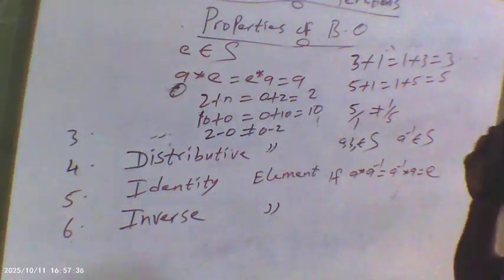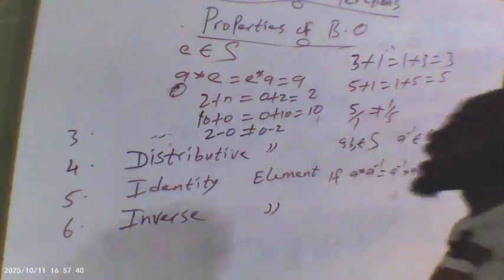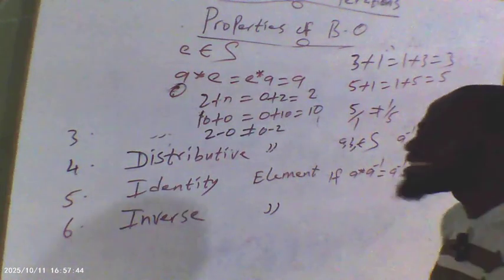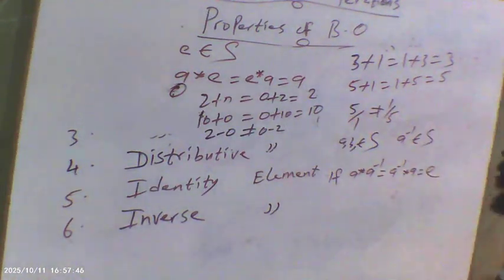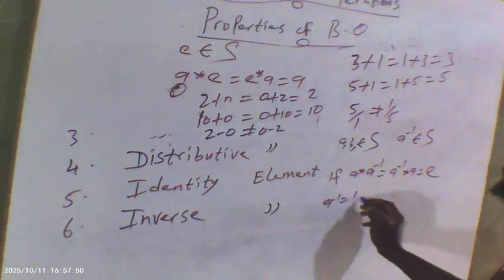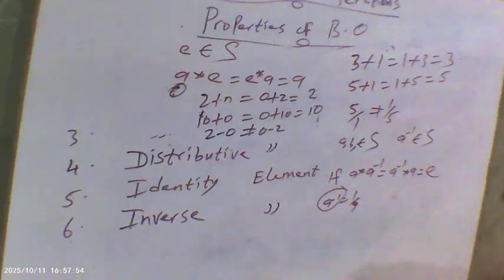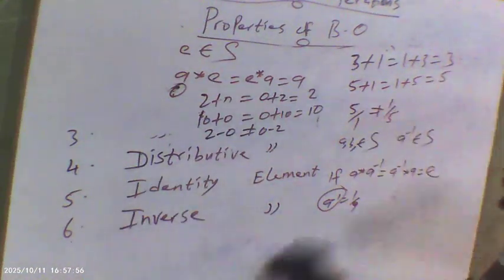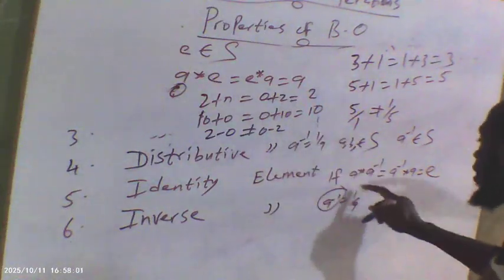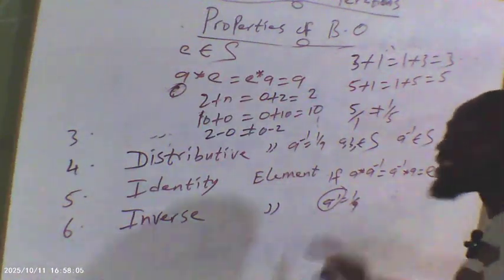What we are saying is that an element performs an operation with another element to give you the identity. The element that does that is what we call the inverse. But note that this is not necessarily 1 over A. We only use it as a symbol. Sometimes it can be 1 over A. Normally we know that in indices A raised to power minus 1 is 1 over A, but here it is not necessarily 1 over A. It is the symbol of the inverse.